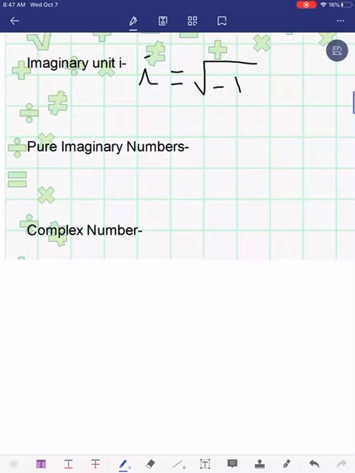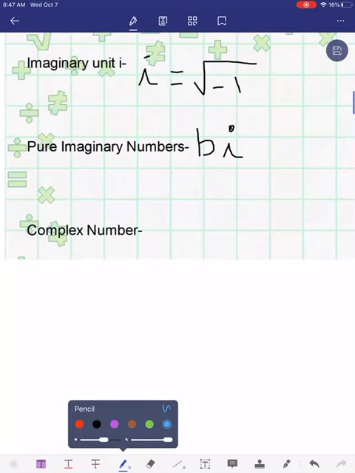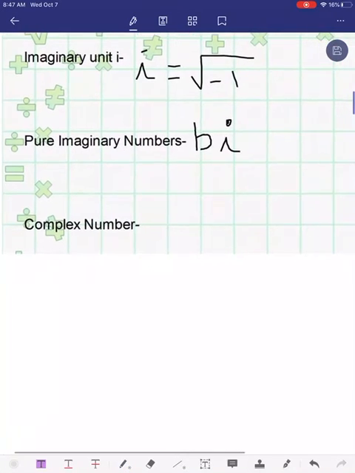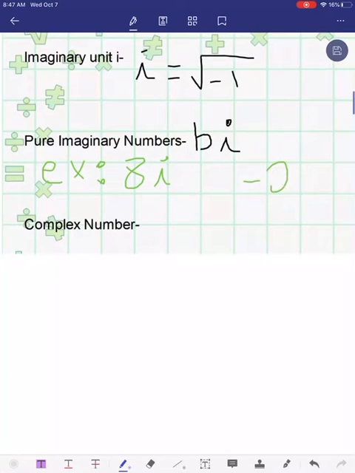Now, we have two different types. We have pure imaginary numbers, and those are going to look like some number multiplied by our imaginary unit of i. So some examples of that: we could have something like 8i. We could have something like -2i. Both of those would be imaginary because they have the i unit, but they're going to be pure imaginary because it's just one number and i.